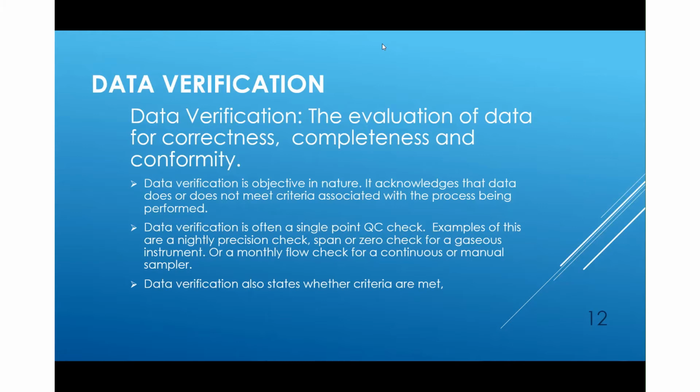Examples of this are nightly precision checks, spans or zeros for gaseous instruments, or a monthly flow check for a continuous or manual sampler. Data verification also states whether criteria are met, i.e. whether you have 75% data capture, PCs occurred every 14 days, shelter temperature is within certain tolerance for an instrument. This is all qualifying data which can be verified for accuracy.